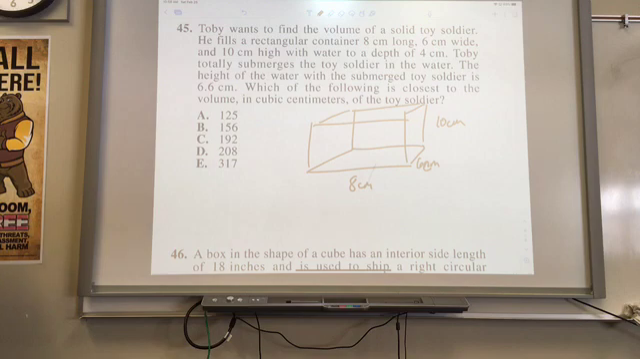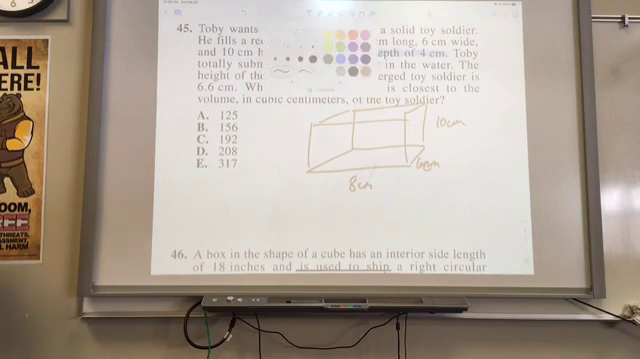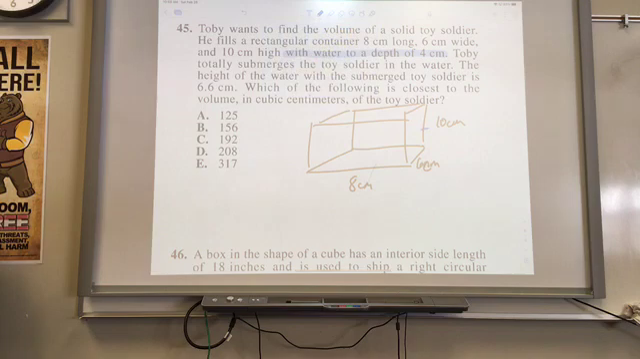He totally submerges the toy soldier in the water. Oh, I skipped a line. Hold on. And he filled the water to a depth of 4, because Toby is an inquisitive child, and Toby is always thinking, and Toby's like, I wonder how many centimeters this toy soldier is.